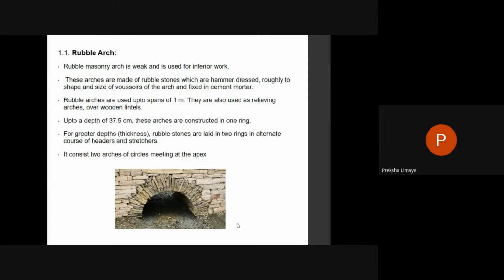These arches are made of rubble stones which are hammered and dressed roughly to the shape and size of voussoirs of the arch and fixed in cement mortar. Rubble arches are used up to a span of 1 meter. They are used as relieving arches over wooden lintels. Up to a depth of 37.5 centimeters, these arches are constructed in one ring. For greater depths, rubble stones are laid in two rings in alternate courses of headers and stretchers.